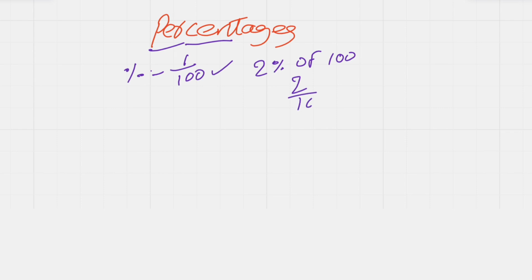This is the traditional method I'm telling you first, and then we'll learn some shortcuts. Okay, so 2% can be written as 2 by 100 into 100. So 2% of 100 is nothing but simply, the 100 gets cancelled, it will be 2. Okay, so I'm just giving you an example.